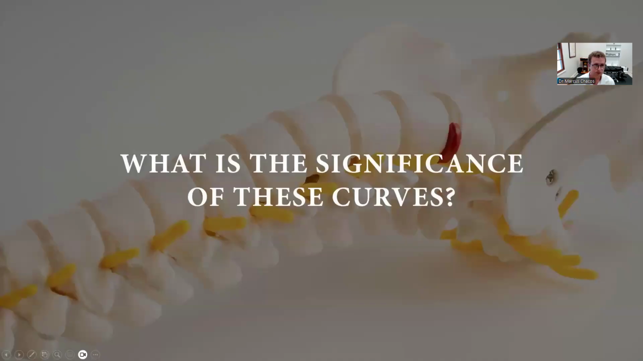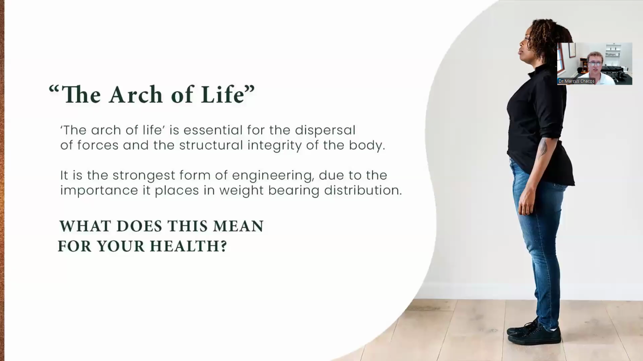So what is the significance of these curves? I highlighted that we have primary and secondary curves, but what is the significance of these curves, essentially? These curves are known as the arc of life. The arc of life is essential for the disposal of forces and structural integrity of the body. It is the strongest form of engineering due to the importance it places in weight bearing distribution. So what does this mean for your health?